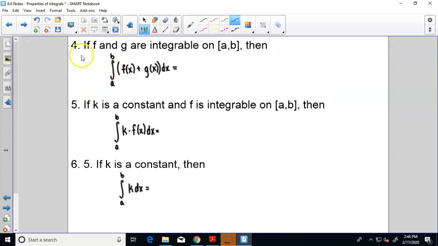Okay. The next one, if f and g are integrable on a and b, then the integral from a to b of f of x plus g of x equals the integral from a to b of f of x dx plus the integral from a to b of g of x dx. So we can just take the integral of each one of our functions separately and then add them together.